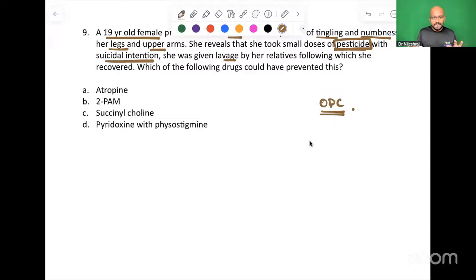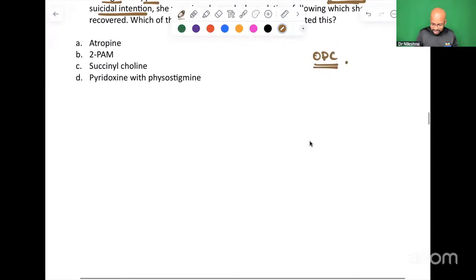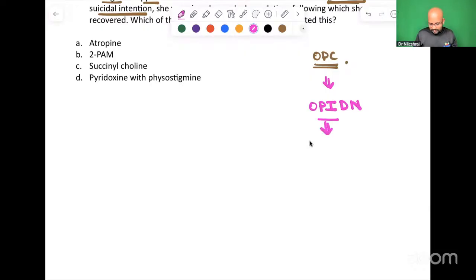Now the patient is presenting with tingling and numbness. The thing which she is currently developing is organophosphorus compound induced delayed neuropathy, called OPIDN, organophosphate induced delayed neuropathy. This will develop after 1 to 3 weeks of exposure to a pesticide. The patient would be normal, but after that, slowly they will start developing tingling and numbness.